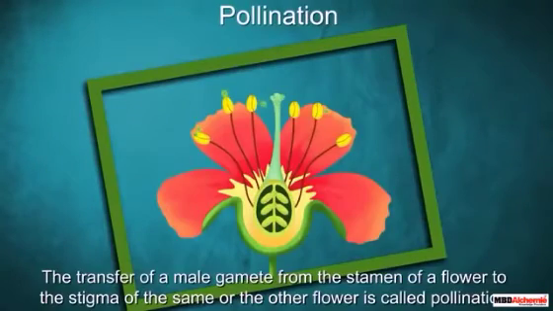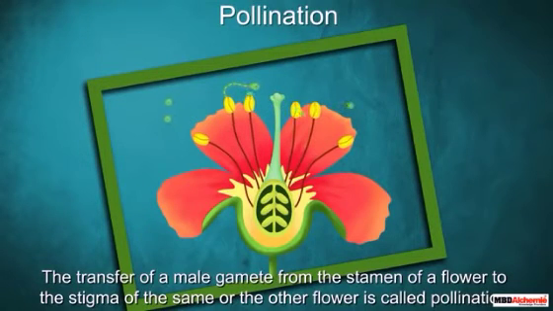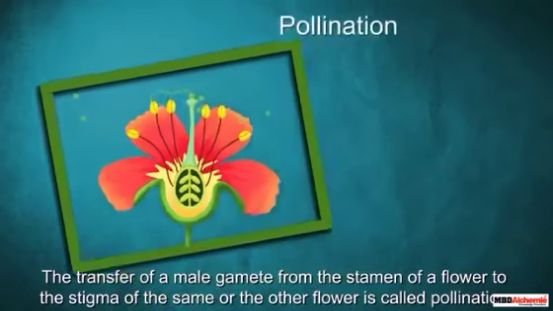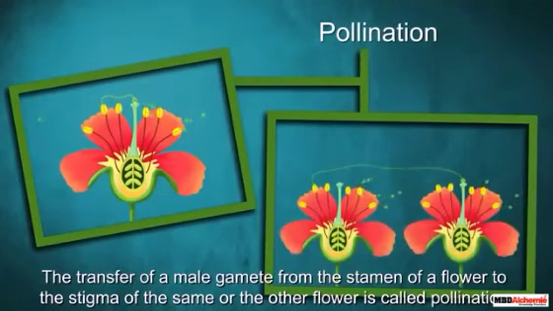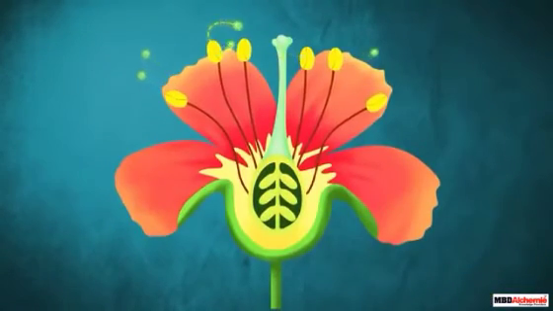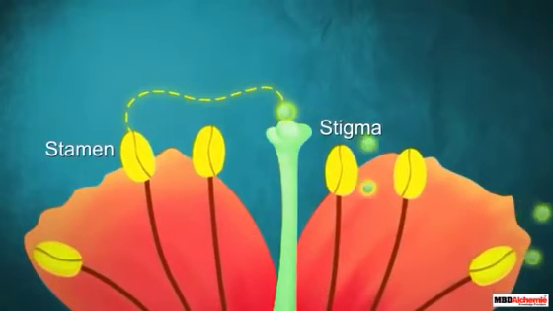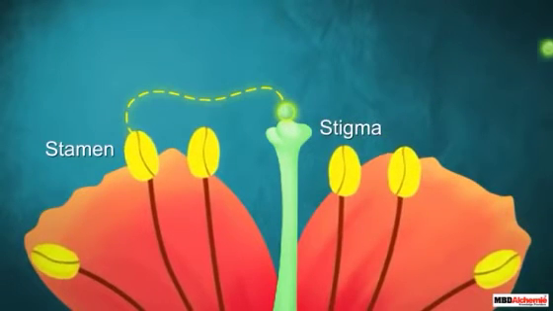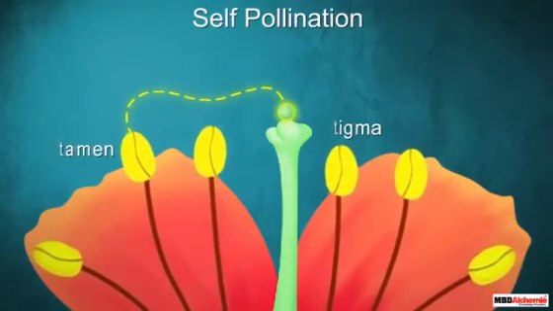For this, first a pollen grain carrying the male gametes is transferred from the stamen of a flower to the stigma of the same or the other flower. Such transfer of pollen grains is known as pollination. If the pollen grain of a flower lands on the stigma of the same flower, it is called self-pollination.